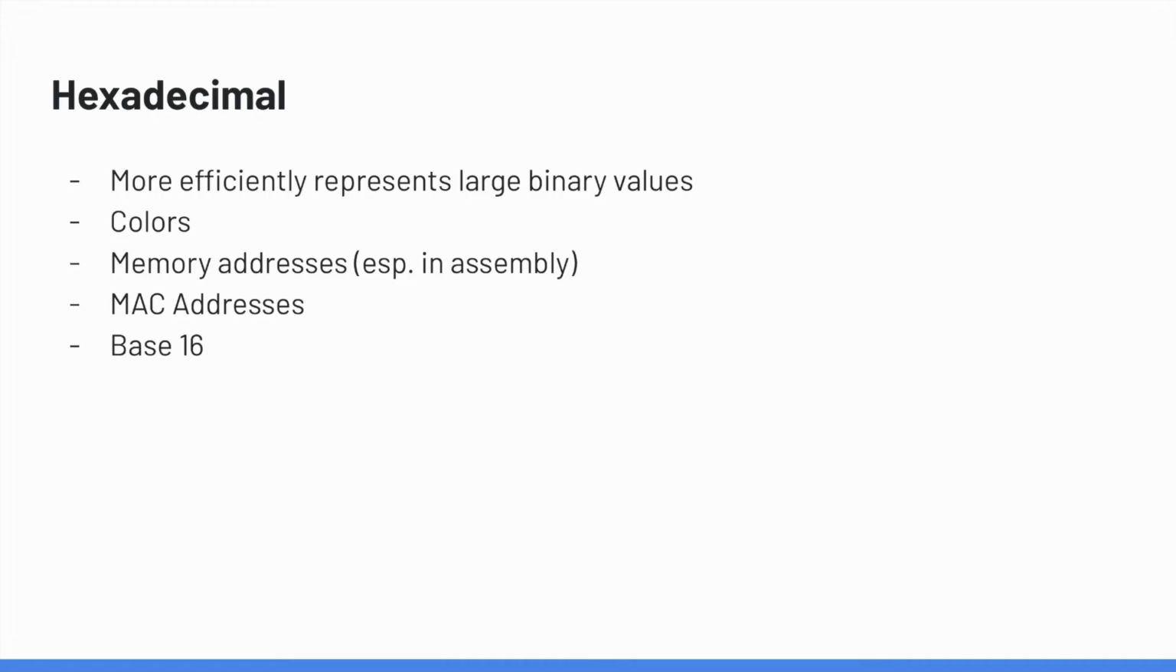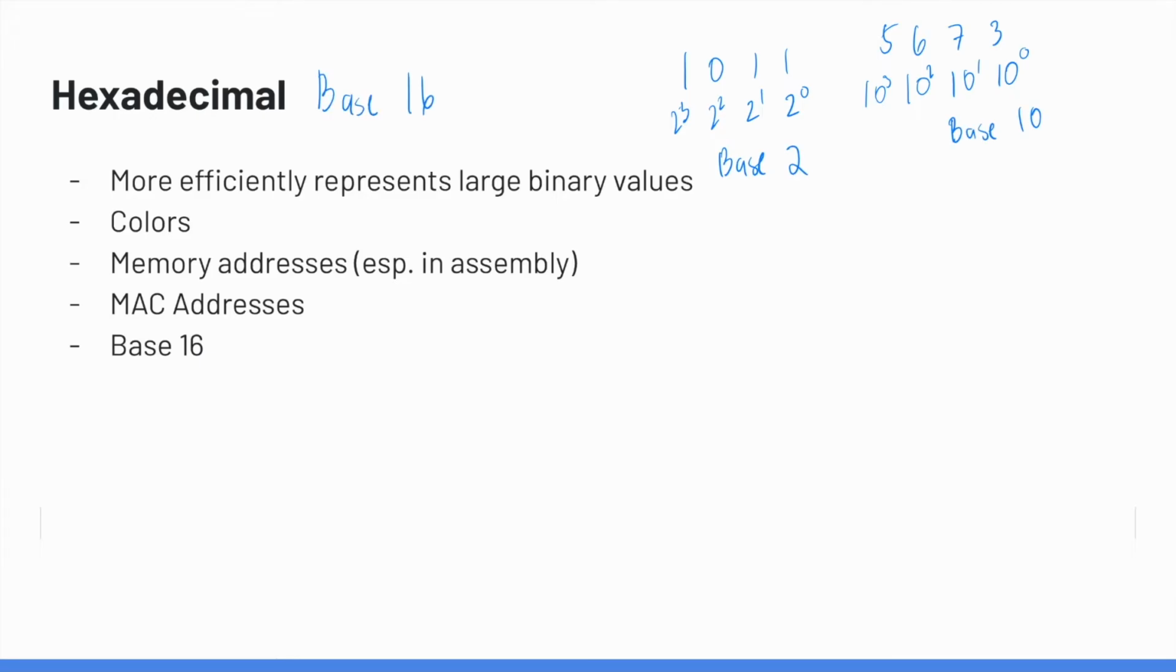So for example, if we have a binary value like 1, 0, 1, 1, then this represents 2 to the power of 0, 2 to the power of 1, 2 to the power of 2, and 2 to the power of 3, right? If we have a denary value like 5, 6, 7, 3, this is 10 to the power of 0, 10 to the power of 1, 10 to the power of 2, and 10 to the power of 3. Now if we're talking about a hexadecimal number, remember this is base 2, and this is base 10. Hexadecimal is base 16. Now this means that first of all, we have 16 possible digits. With base 2, we have 2 possible digits, which is 0 or 1.